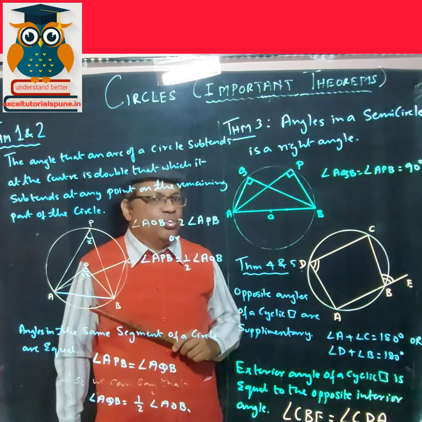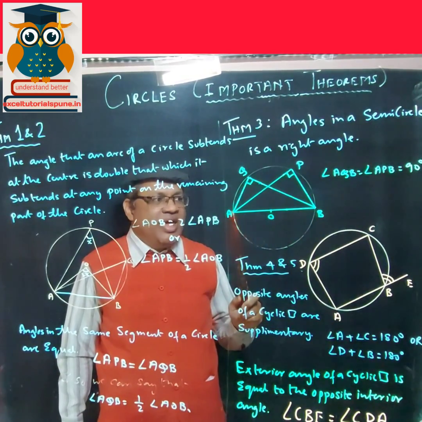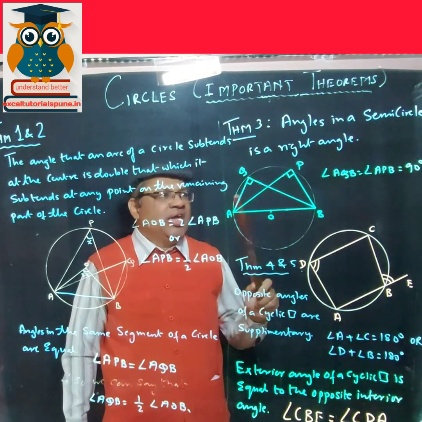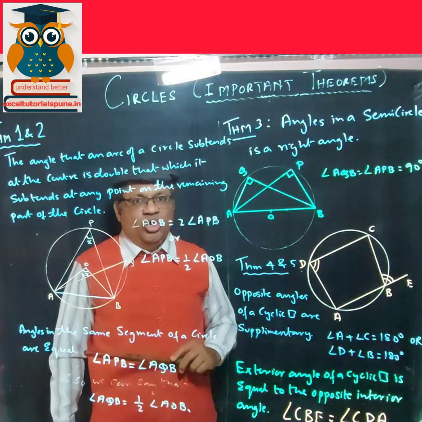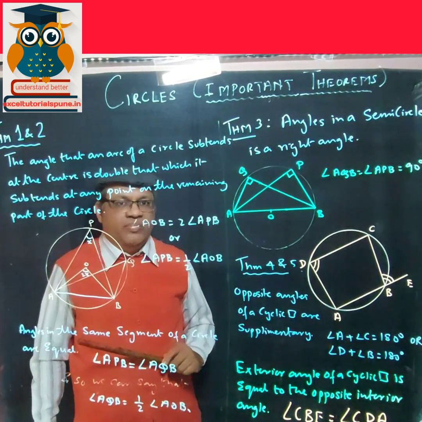You're going to get this question in the exam. So AB is the diameter, starts with A, ends with B. Angle AQB is 90, APB is 90. So that is the second theorem. Third theorem. This is the fourth theorem now.